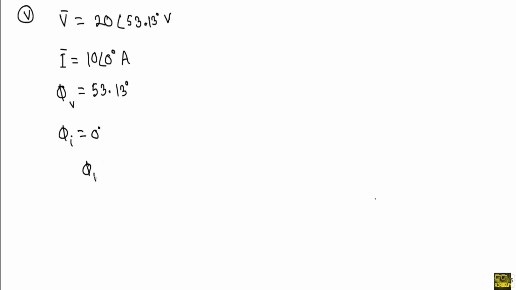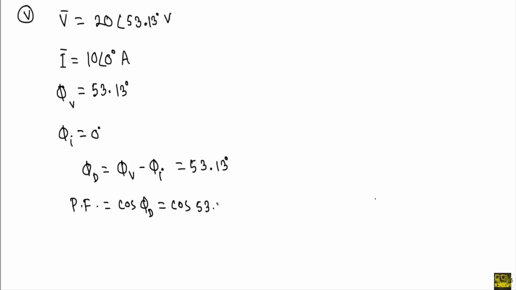phase difference phi d is equal to phi V minus phi I, which is equal to 53.13 degree. Therefore the power factor, which is the cosine of phi d, will be cosine 53.13 degree, which is equal to 0.6. As this is an RL circuit, that means this is an inductive circuit, therefore the power factor will be lagging.